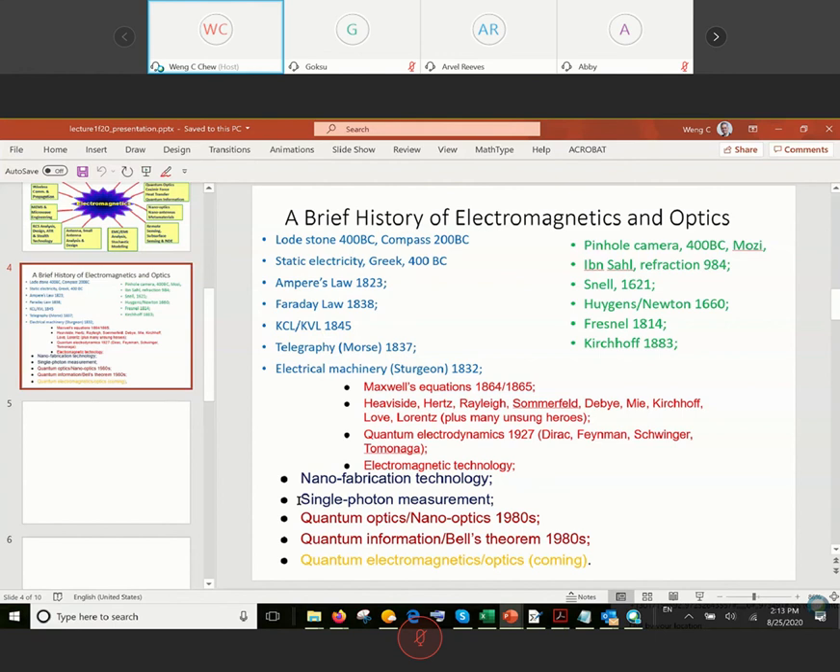We can measure signals down to a single photon level, and that includes doing this in microwave frequency. And that gave rise to the field of quantum optics and nano optics. And then around the 1980s, it was shown that quantum theory has a very peculiar form. And because of that, it gave rise to quantum information in around 1980. And now quantum electromagnetics and optics are the thing that are emerging.